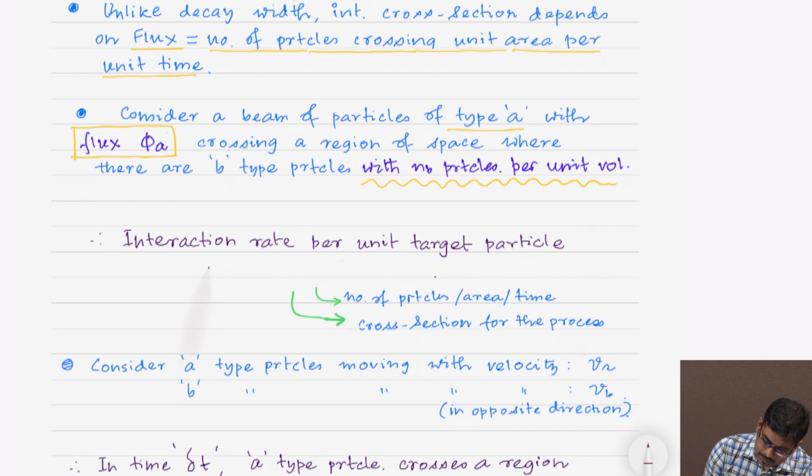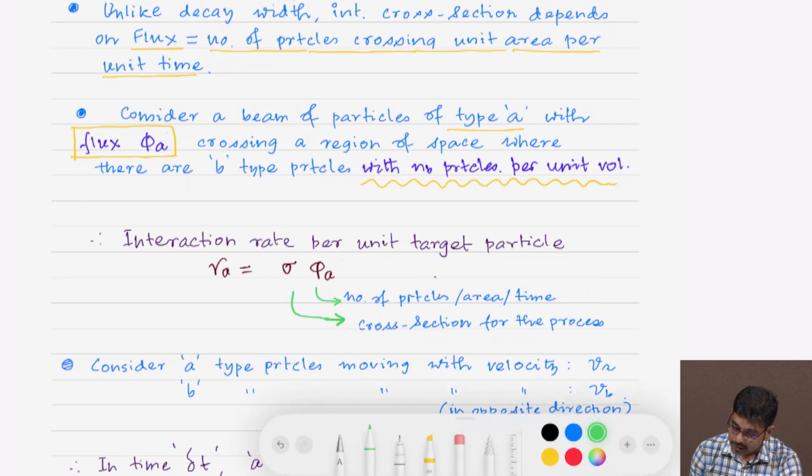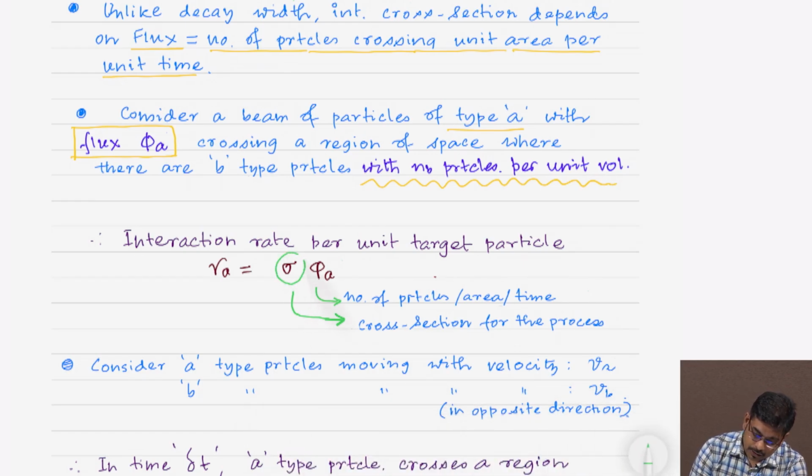Now, I would like to say that this can be written as R A, the interaction rate per unit target volume. This will be proportional to two quantities. Of course, the flux, which we defined as phi A, and then there is another quantity which I will call sigma, and this is precisely what we call the cross section. Okay? So, this sigma is the cross section of this process, which characterizes what kind of interaction we are probing, and of course, this is also proportional to the flux of the initial state particles, or A type particles. Okay? So, this is phi A. So, this is how you can parameterize.